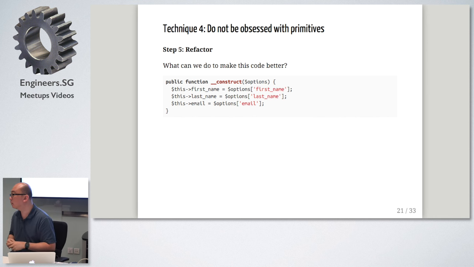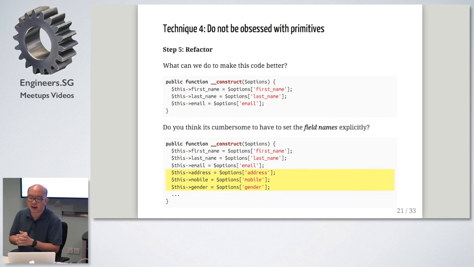How do you think this code can be made better? Don't you think it's a bit cumbersome to always set the field name explicitly? Do you find it weird that if I have to add address or gender, this constructor could grow quite explicitly? It might not be able to survive too many changes in the future.